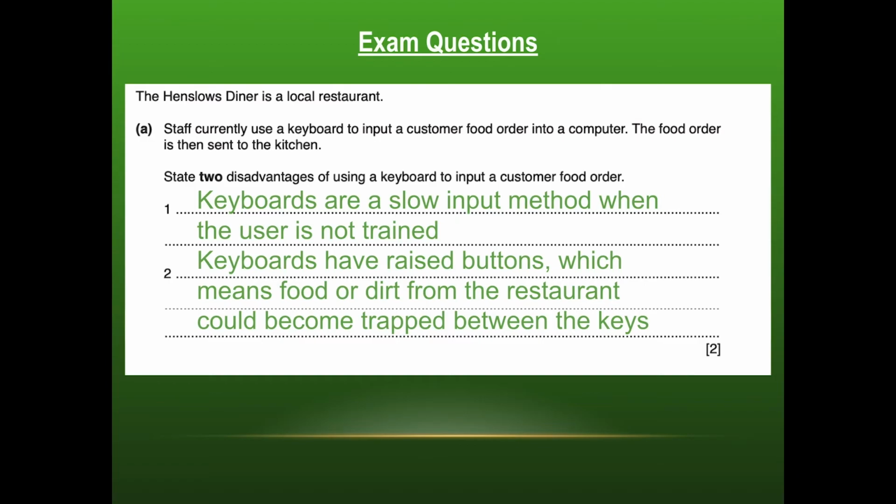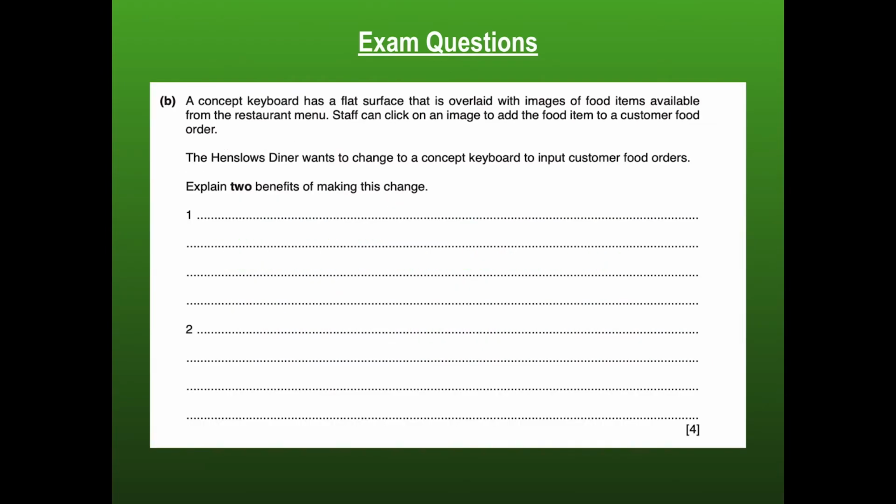My second answer, what I went for, is the raised buttons on the keyboard mean that food or dirt from the restaurant could become trapped between the keys. This is a really good one for a fast food restaurant or a food restaurant environment or places where you're using liquid and dirt. So I've gone for something that's really relevant to the scenario and is also a common disadvantage. As is very common in IGCSE questions, we now have a follow through part B answer to this question.